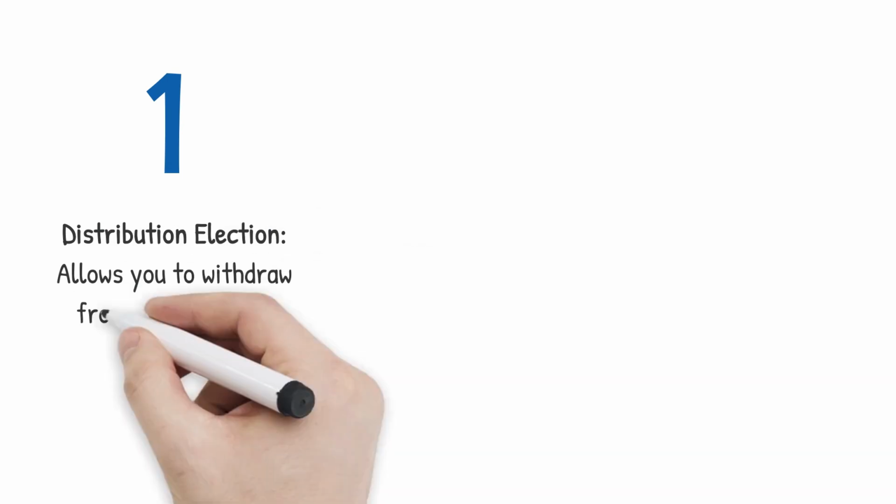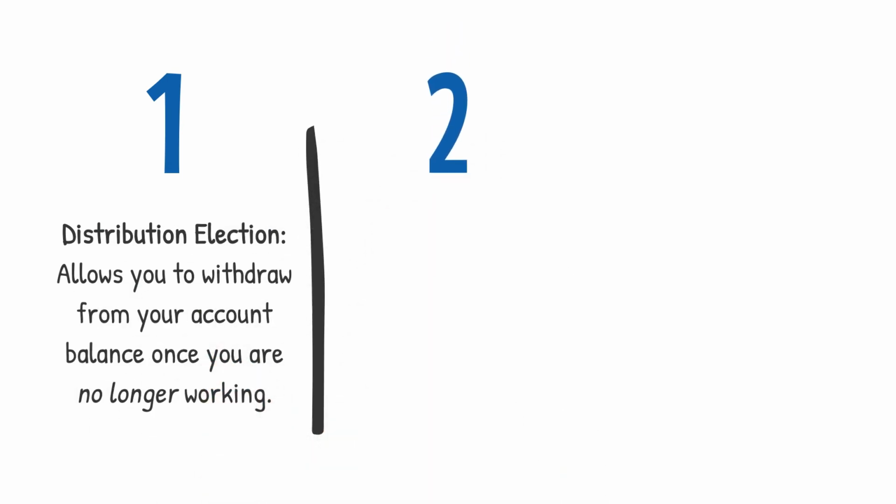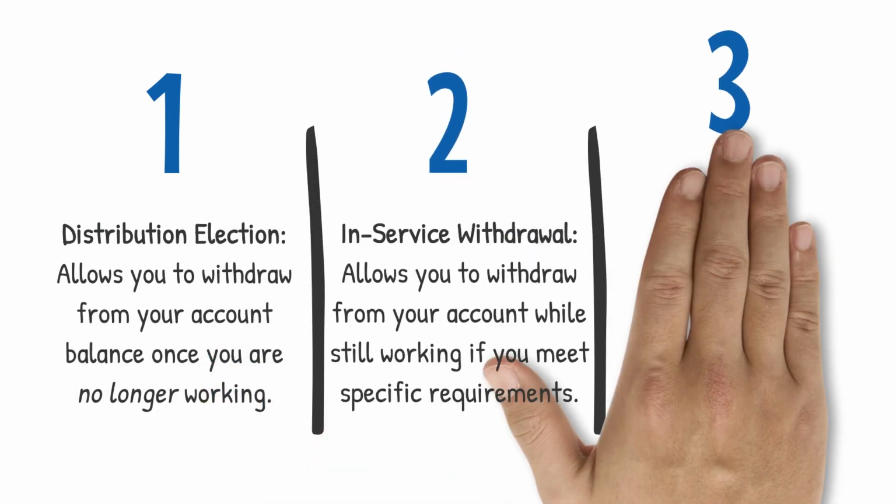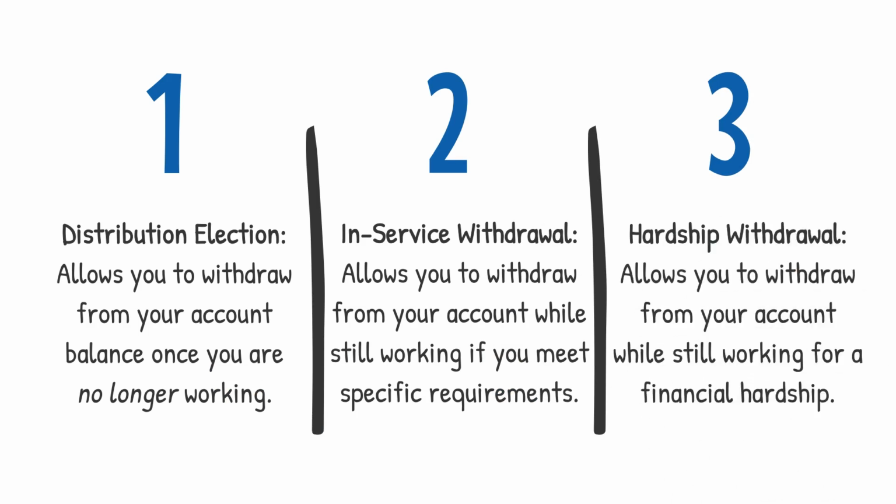There may be times in your life when you may want, or need, to make a withdrawal from your SRP account. During those times, you will need to determine what kind of withdrawal best suits your situation. A distribution election, also referred to as a termination distribution, is made when you are no longer working, and in-service withdrawals and hardship withdrawals are available under certain circumstances while you are still working. We will first review the distribution election.